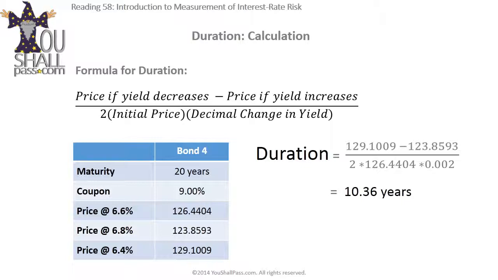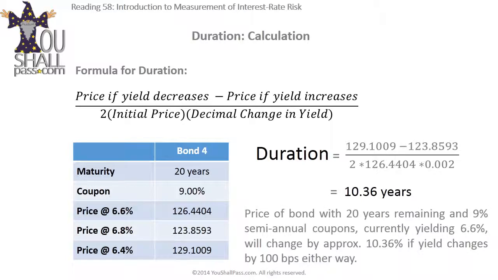The next question then is, what does this 10.36 mean? And what it means is that the price of a bond with 20 years remaining in its life and 9% coupon rate, which is currently trading at 6.6%, will change by approximately 10.36% if yields change by 100 basis points either way.